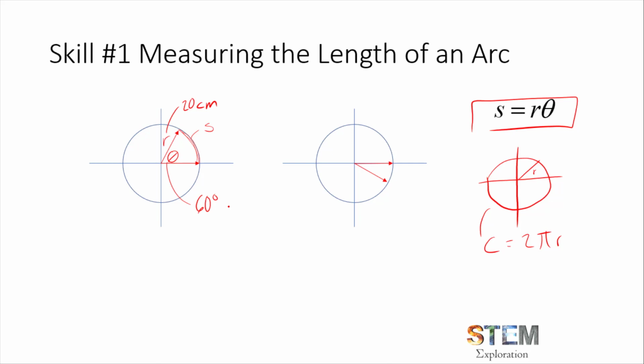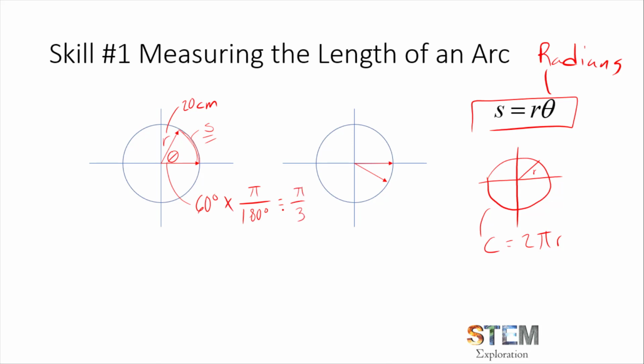Since I'm trying to find an arc, S, in this situation, and I want to use this formula, theta has to be in radians. Since I have this in degrees right now, the first thing I'm going to do is convert this to radians. So I'm going to multiply 60 by pi over 180 degrees. This will give me pi over 3 radians for the radian value of 60 degrees.